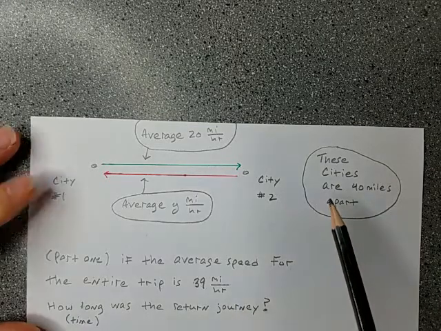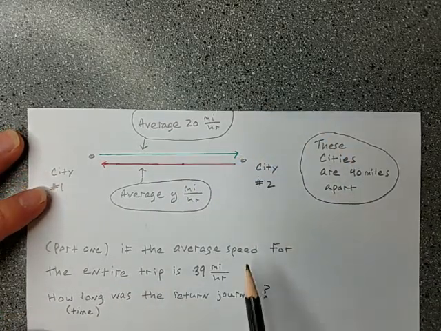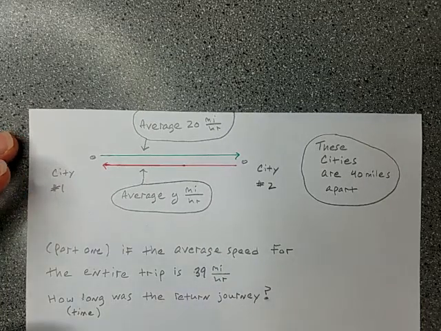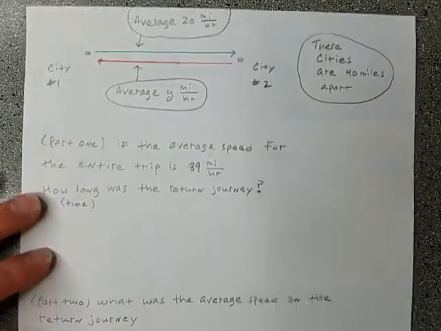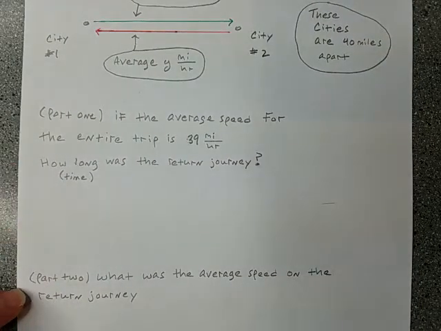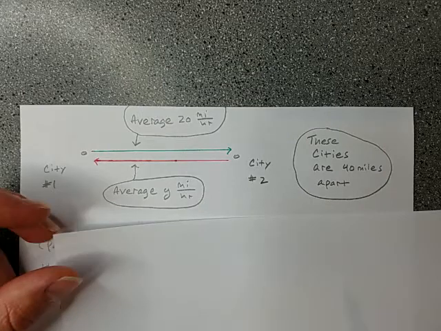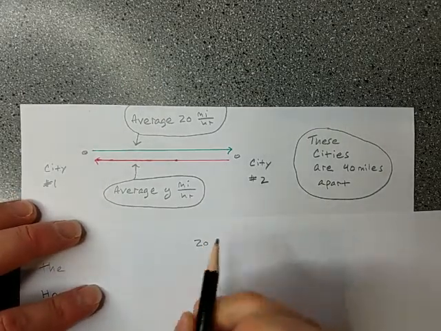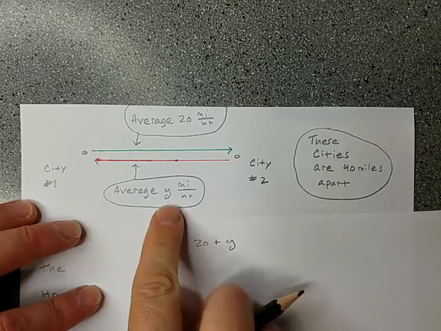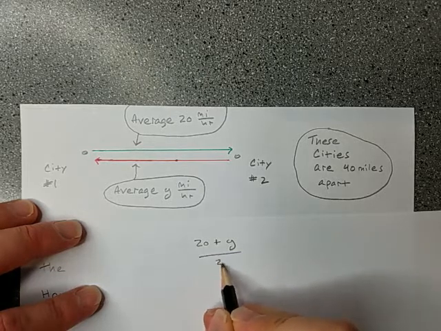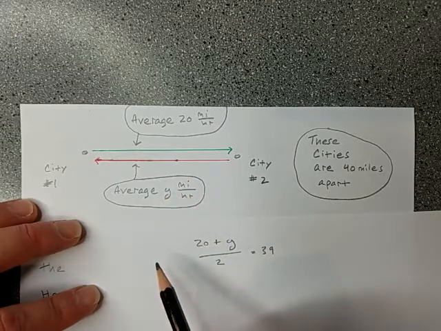Now, I'm just curious what your instinct tells you about this. If I say that the average speed for the entire trip is 39 miles an hour, how long was the return journey? And what was the average speed on the return journey? Okay? All right, so somebody might say, okay, well, this is what you want here. The average speed when we leave is 20 miles an hour, and the average speed when we return is y miles an hour. So we average those numbers and we get 39, right? So what does this average speed need to be?